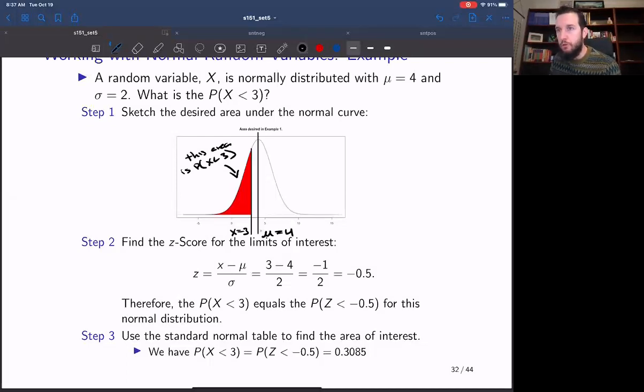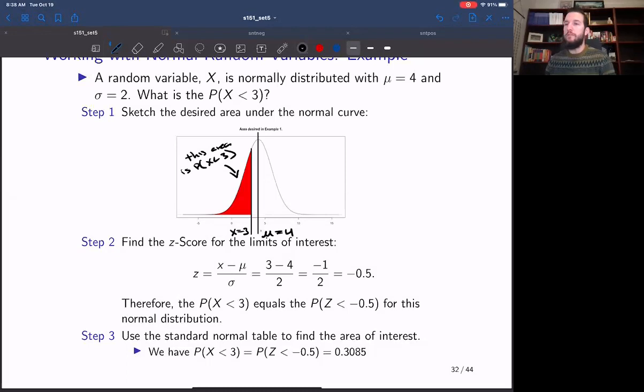So in step 2, you can see I have z equals x minus mu over sigma, which is equal to 3 minus 4 over 2, which is equal to negative 1 over 2, which is negative 0.5. Okay, so therefore, the probability that x is less than 3 when mu is equal to 4 and sigma is equal to 2 is the same as the probability that z is less than negative 0.5.